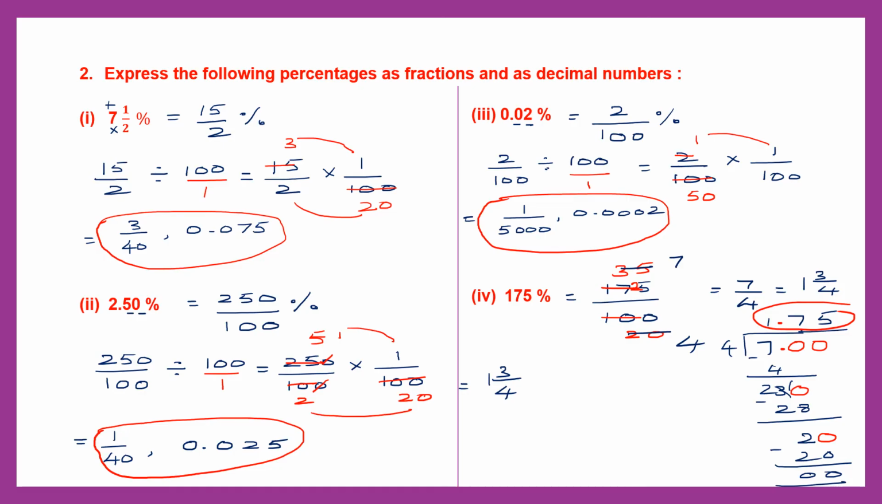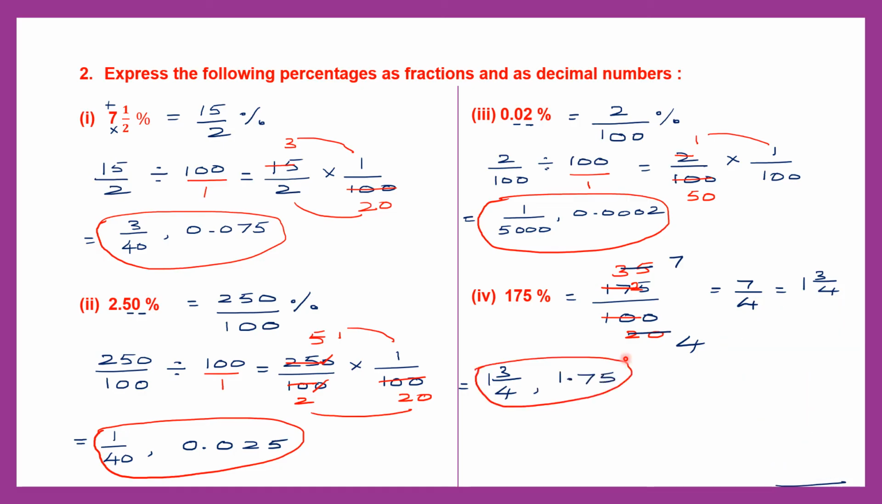So here we've got 1.75. So now we've got our answer in the form of a fraction, a mixed fraction, and a decimal number, both the answers we have.